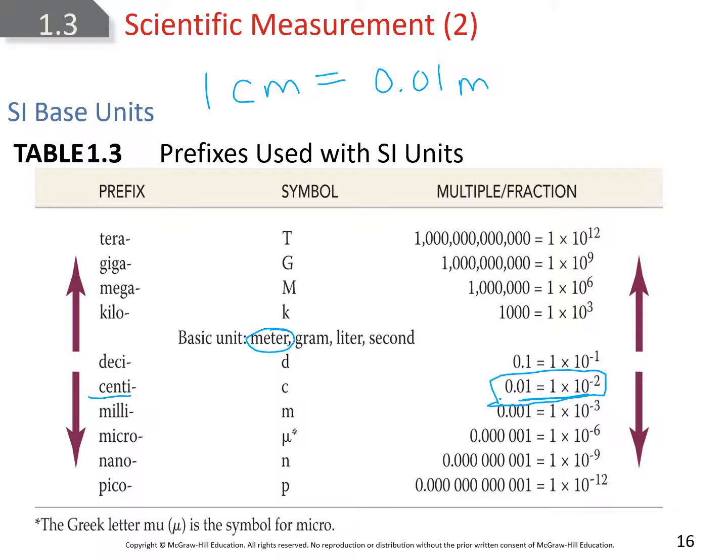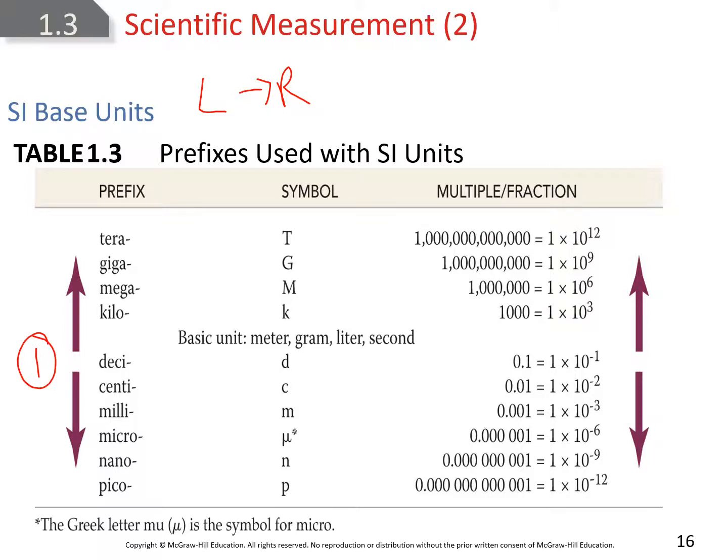It takes 100 pennies to make up $1. So the way I want you to read this table is from left to right. Start here and think of this in terms of one of whatever the prefix is, centi, milli, micro, etc. One of these is equal to whatever number is here of the parent unit.